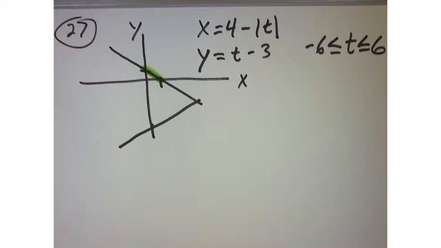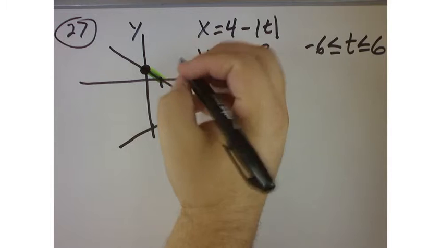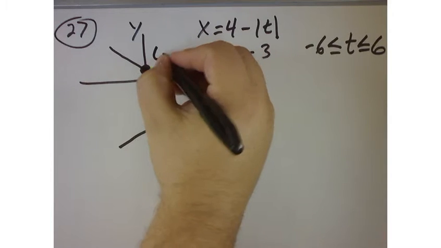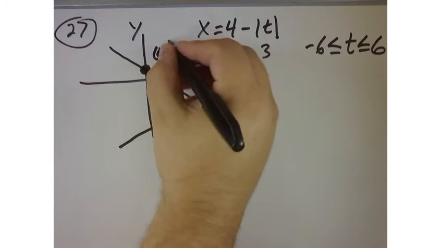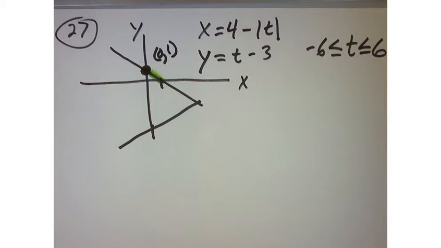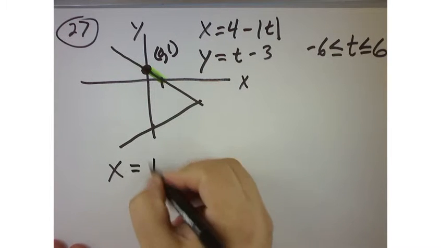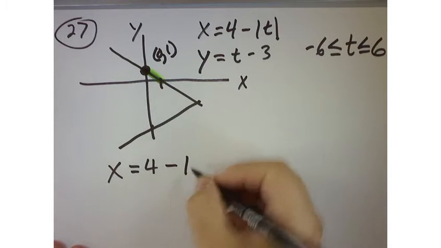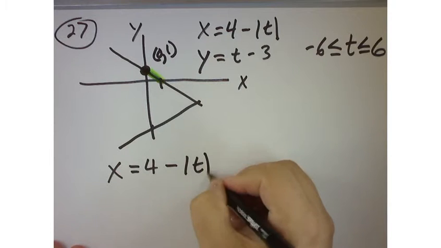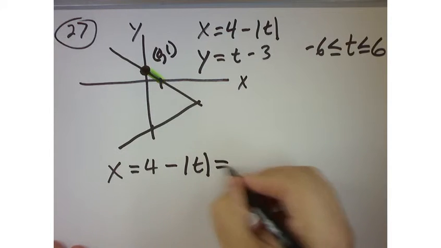That's all they want. Now we could do this on a calculator through guess and check, but what's another way we could do this? Well, what's the point right here? 0, comma 1. Okay, well this is easy enough to find. I could say that x is equal to 4 minus the absolute value of t, but what could I write down for x? 0.